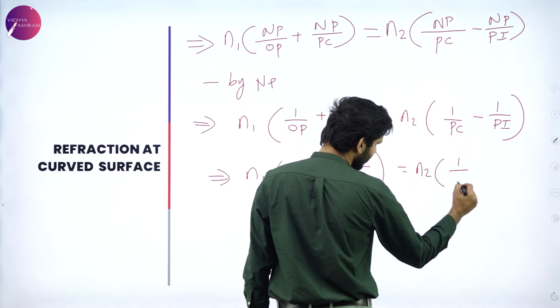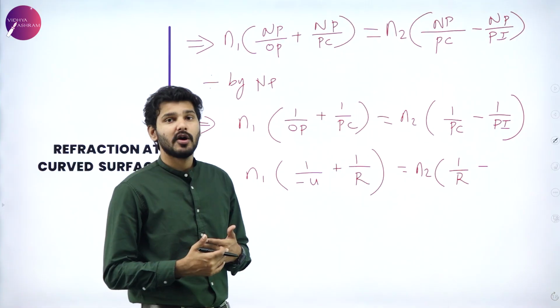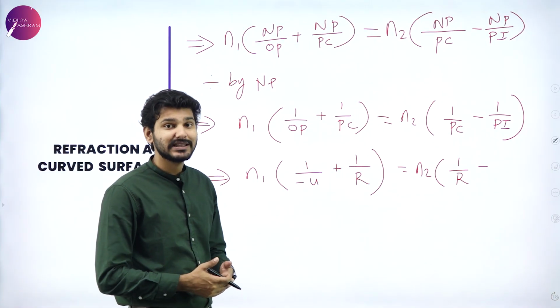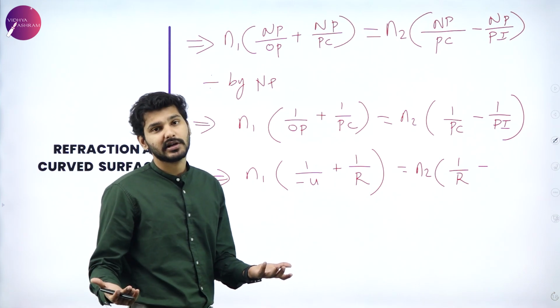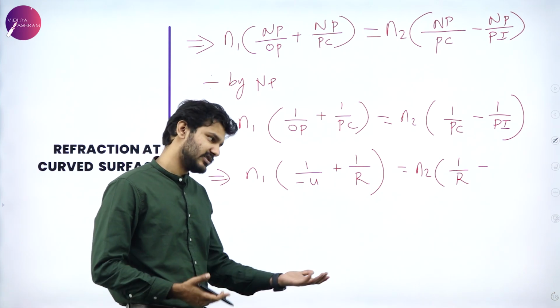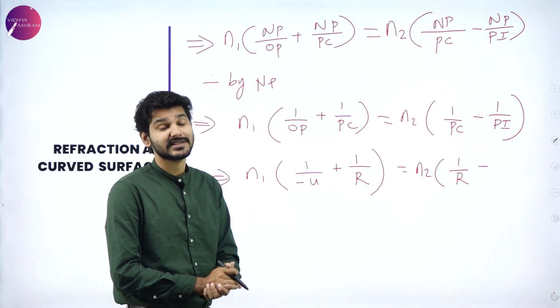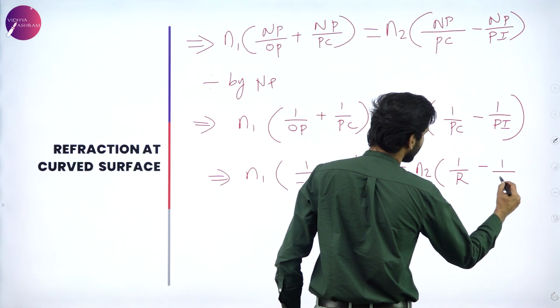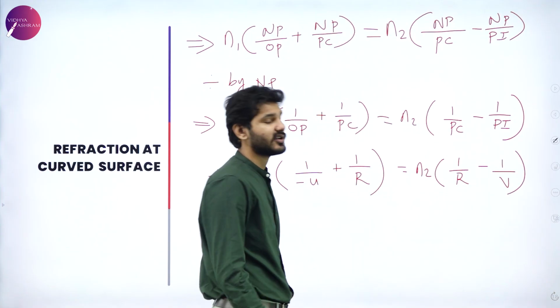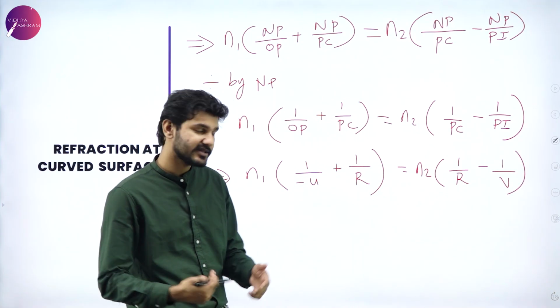1 by PC is again 1 by R minus 1 by PI. PI is nothing but the image distance, that is the distance from the center to that particular point where the image is found. So it is nothing but the image distance, which is indicated by the letter V. So we can see that will be indicated by 1 by V. Since it is on the right hand side, we don't have to change the signs.